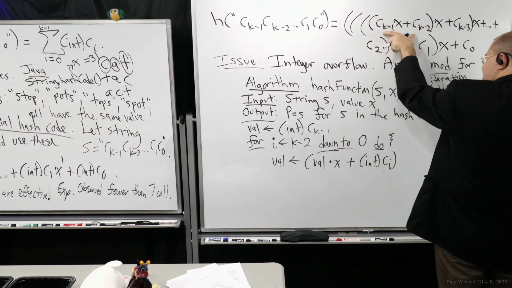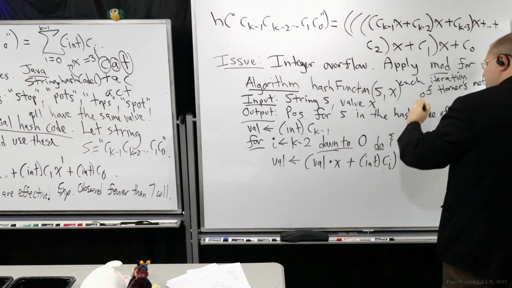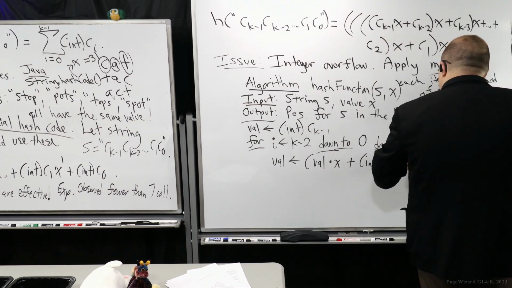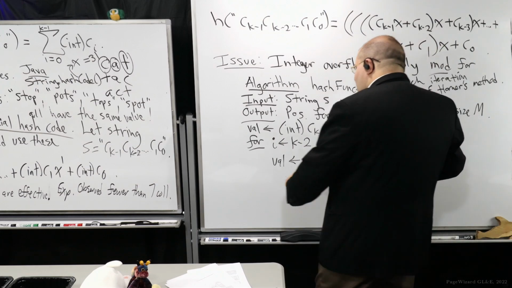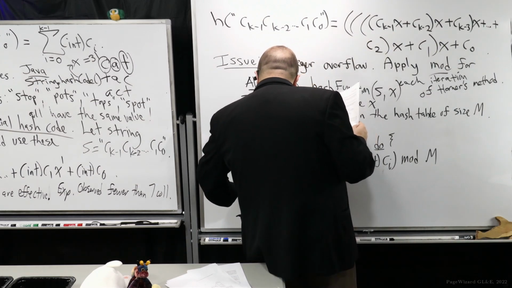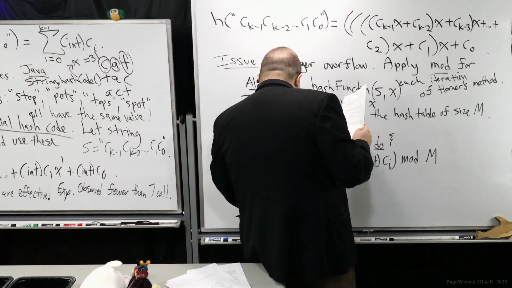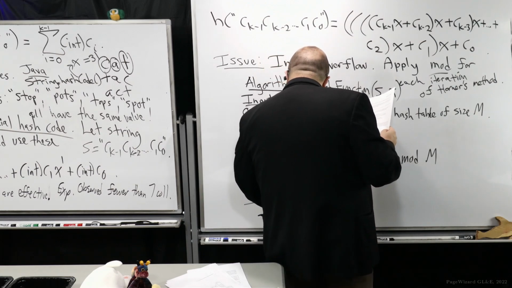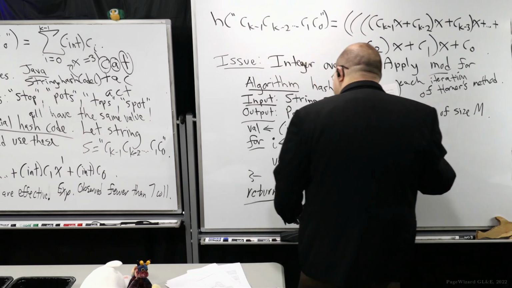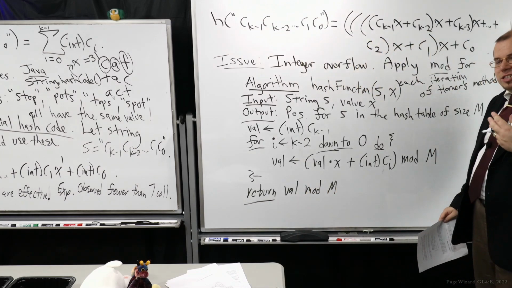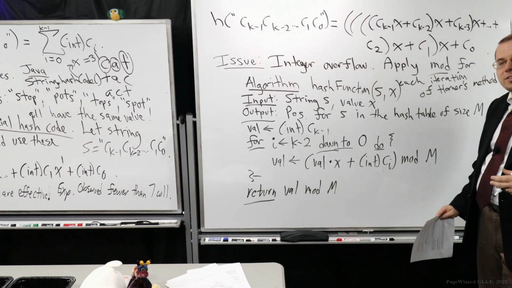Notice each time this would just be embedded in each one successively. And you apply mod to this. Now you might ask, Dan, why mod? I'll answer that in a moment. Return val mod m. Just to be a bit more explicit, I wanted to make sure you could see that the compression map is indeed being applied, as I discussed earlier.